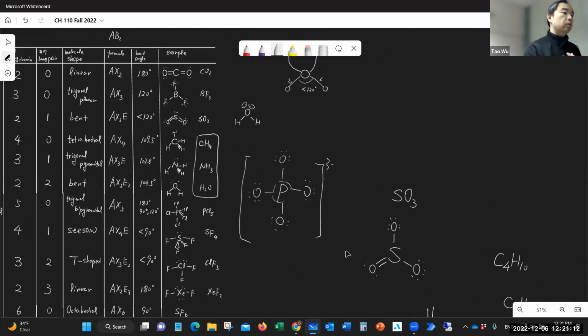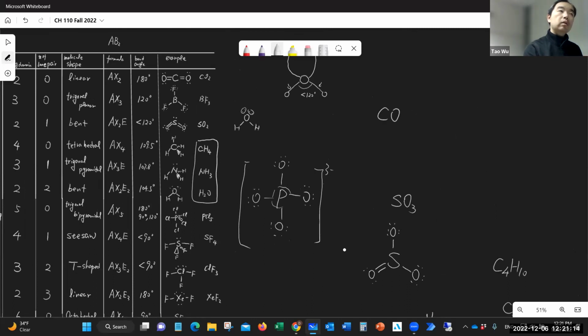So let's see. How about CO2? How about CO? We draw the carbon monoxide. What is the shape of this one? Obviously, it's linear, right? If you look at this carbon, there are only 2 electron domains. As long as there are only 2 electron domains, it is always linear. It's just 2 atoms combined together. It doesn't matter how they form, it is always a linear shape. That makes sense, right?